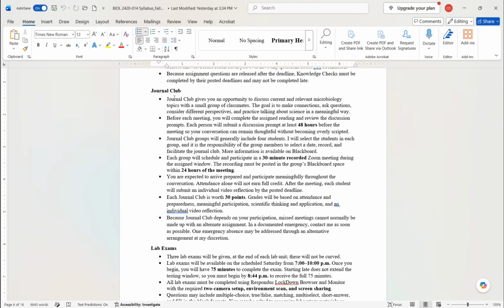I will make an entire video about this as we get closer. But then you will also create an individual reflection based on the journal club itself.